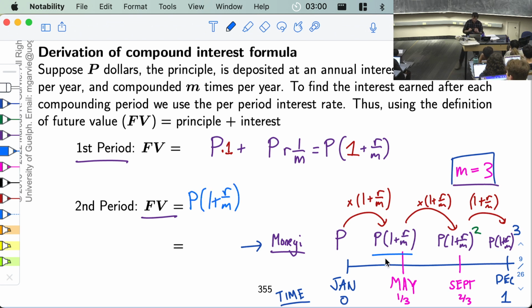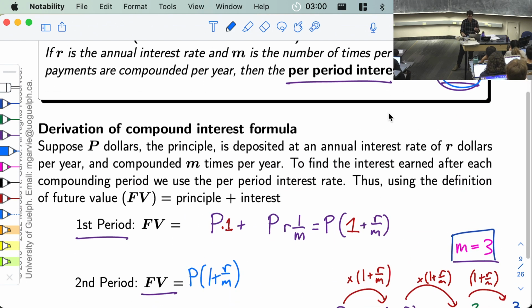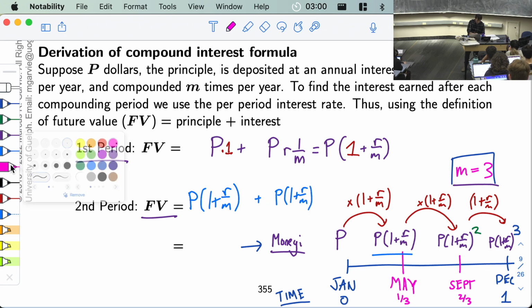That's how much you started May with. And then we do interest at an interest rate of R over M. Right? So we do the interest rate of R over M on our new account balance. And our account balance is this thing, right? P times 1 plus R over M. So we get P times 1 plus R over M plus P times 1 plus R over M. This is the amount of money in our bank account. And then we multiply by the interest rate R over M.